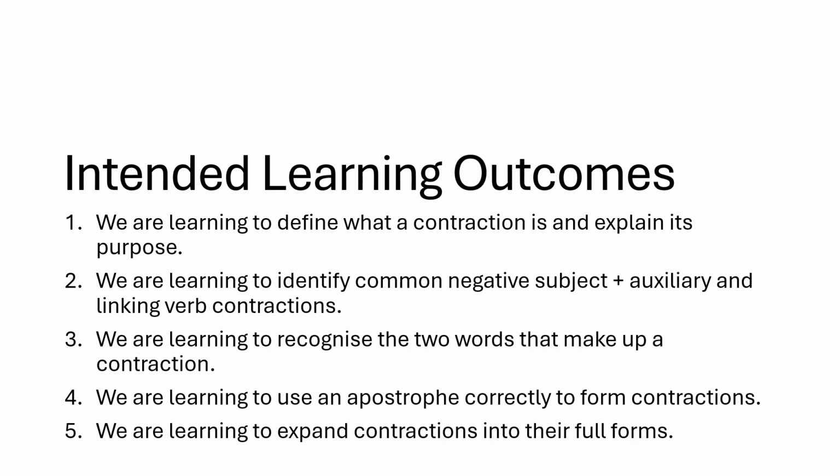There are 5 intended learning outcomes to achieve by the end of the lesson. 1. We are learning to define what a contraction is and explain its purpose. 2. We are learning to identify common negative subject plus auxiliary and linking verb contractions. 3. We are learning to recognise the 2 words that make up a contraction. 4. We are learning to use an apostrophe correctly to form contractions. 5. We are learning to expand contractions into their full forms.